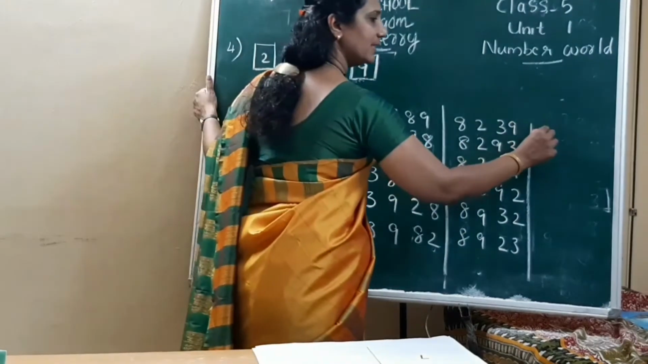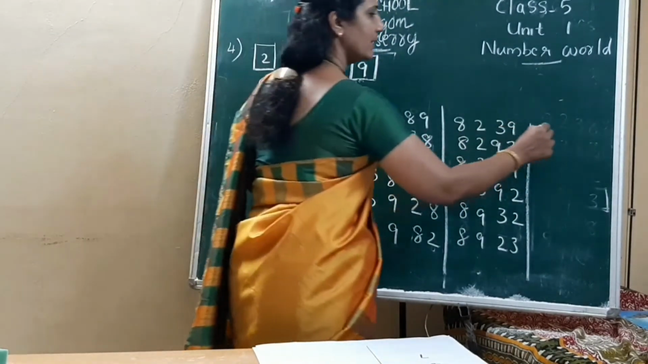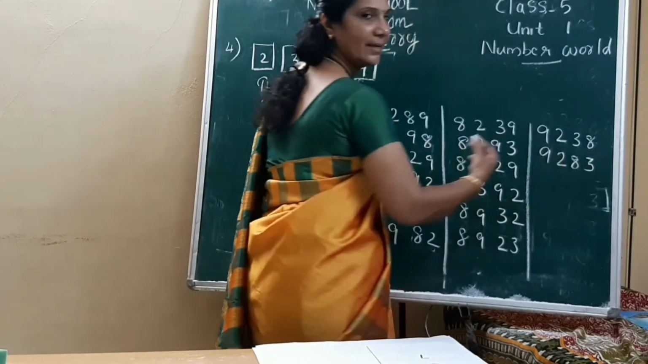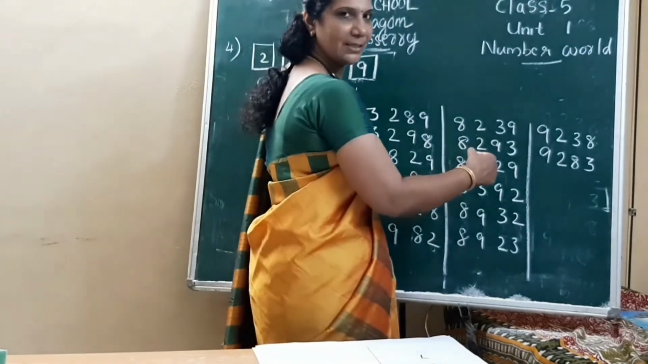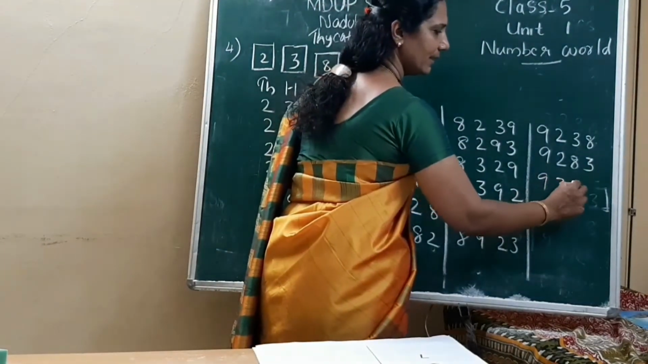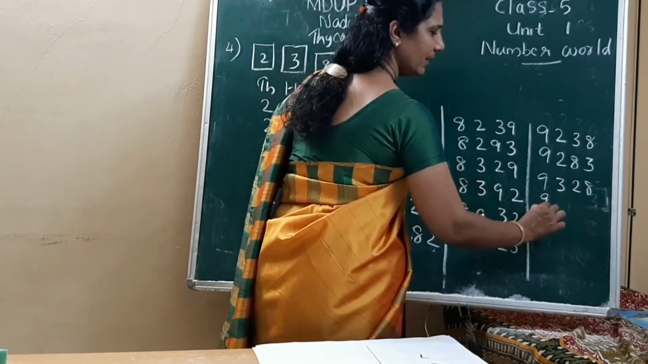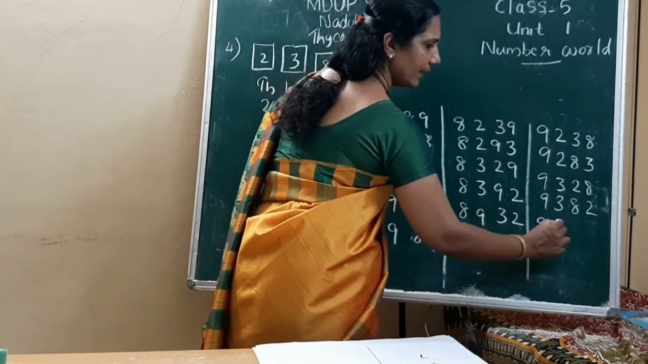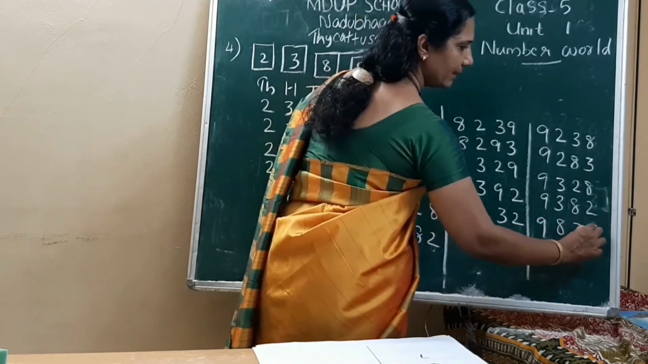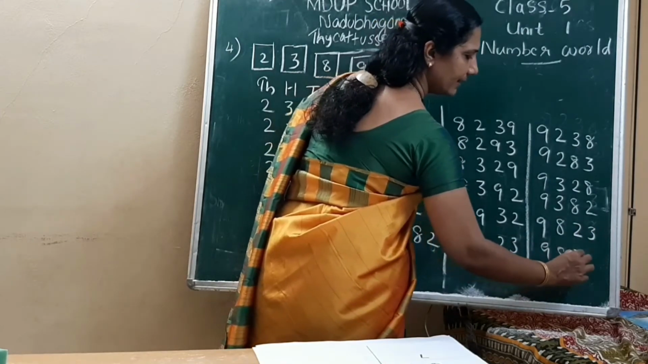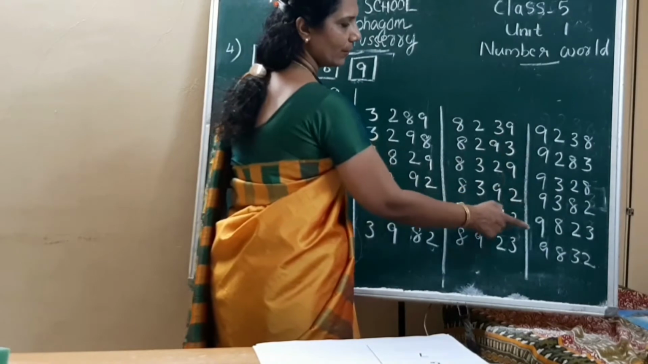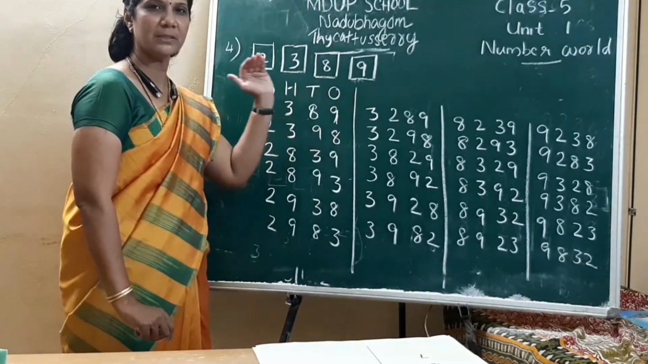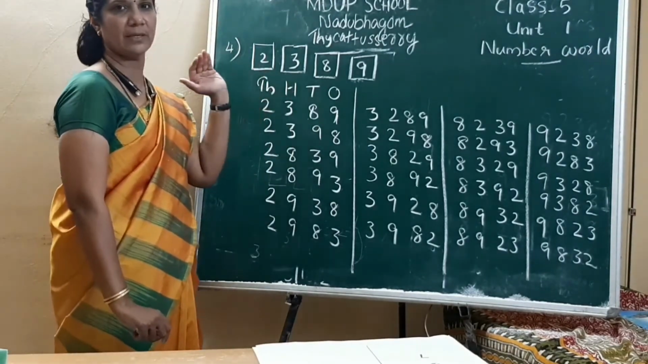Now we can start with the digit 9. Okay, 9238, 9283. Okay, all of you? Then can you say the next number? Okay, 9328, 9382, then 9823, then 9832. Here also how many numbers? 6 numbers.